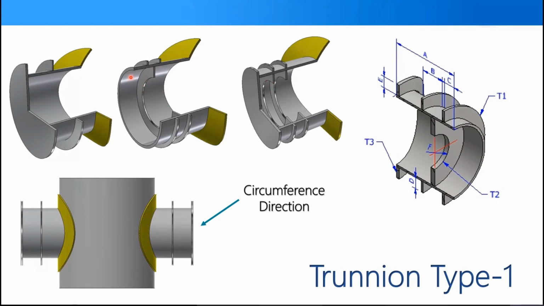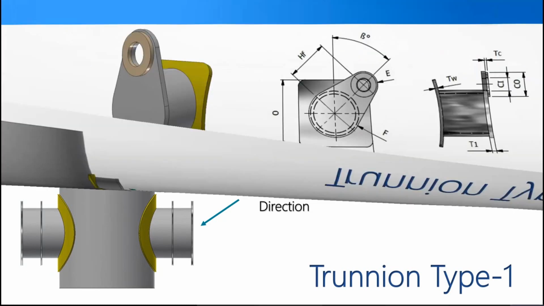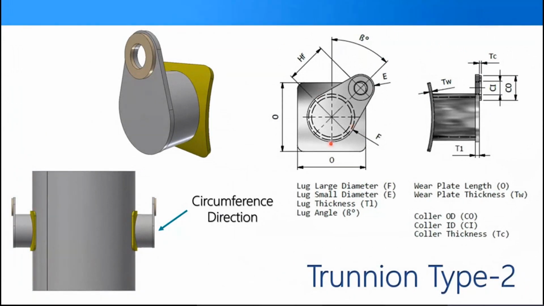Another shape of trunnion is this shape, which you can make from a plate or a standard pipe. You have the ability to control the orientation of this lifting lug, so you can change it by changing this value. You have the ability to change this one.